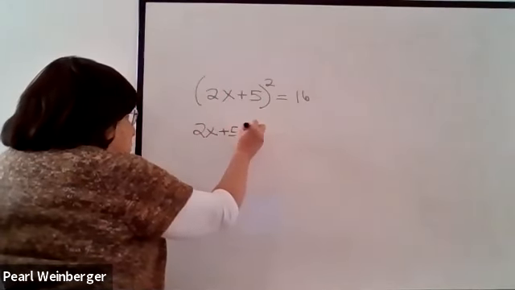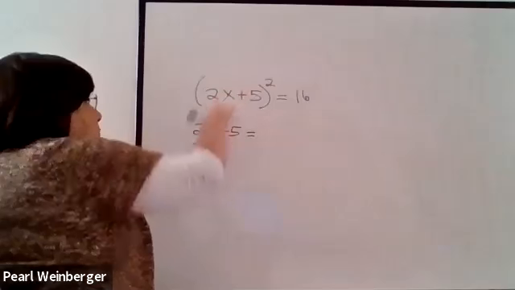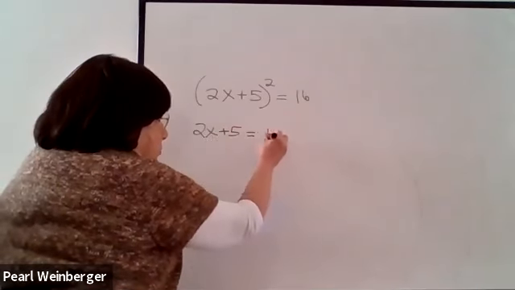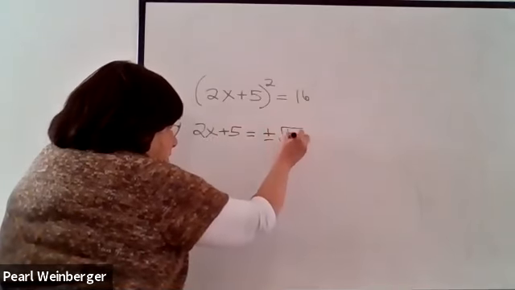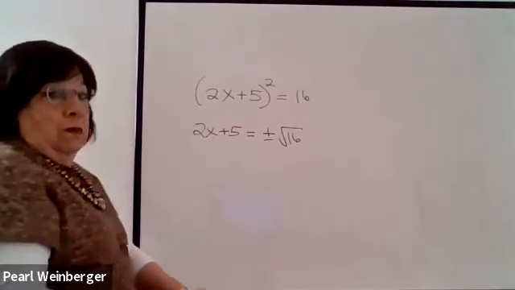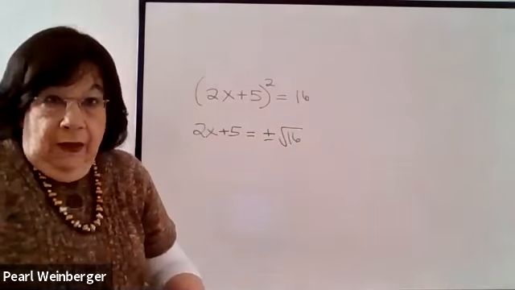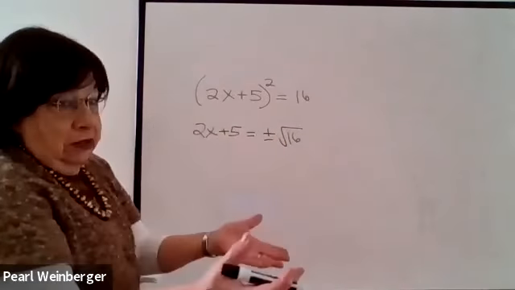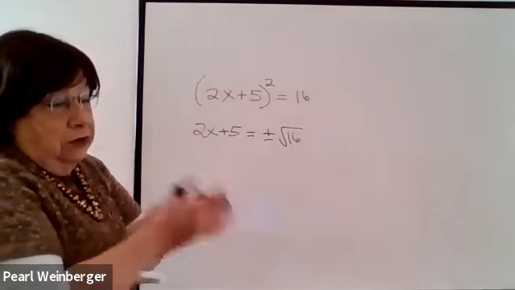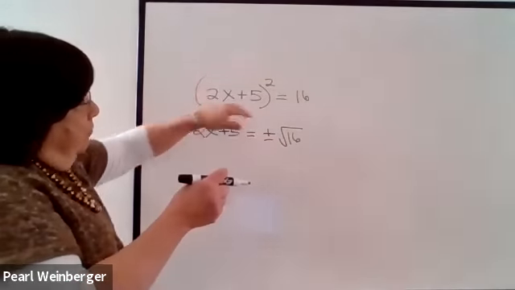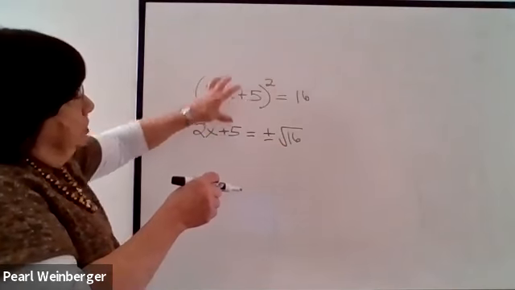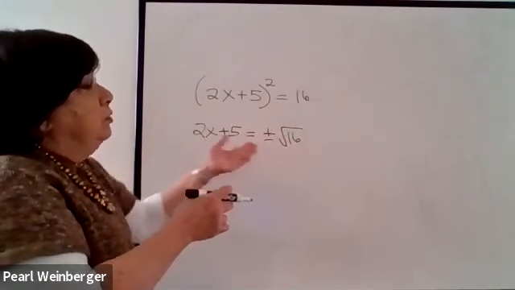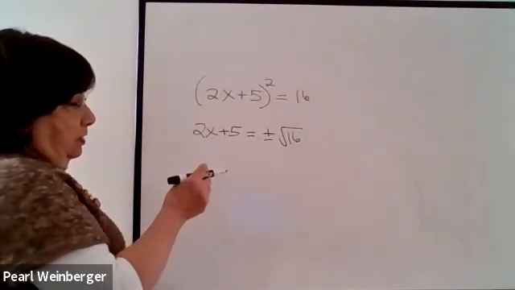We'll take the square root of both sides. This side will just be the 2x + 5. On the other side, we'll get plus or minus the square root of 16. Just like when we had x squared equals 16, we did x is plus or minus the square root of 16. If we have a whole expression squared equal to 16, we can do the same thing. Of course, I want to try and simplify this then.